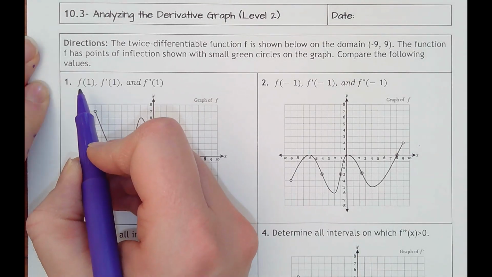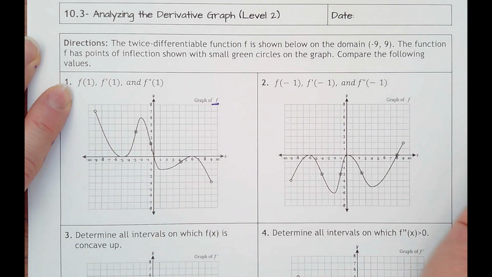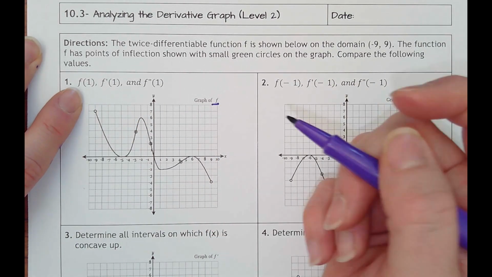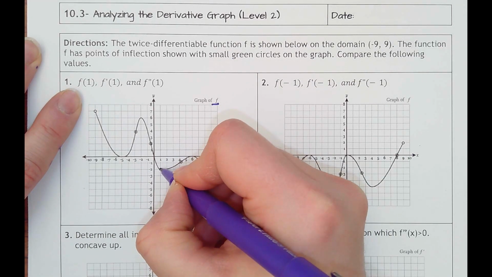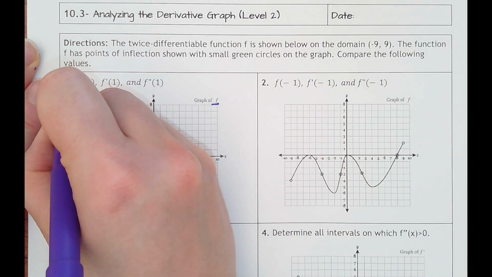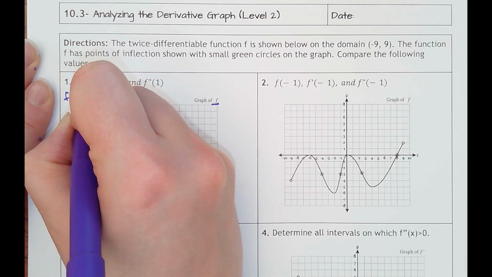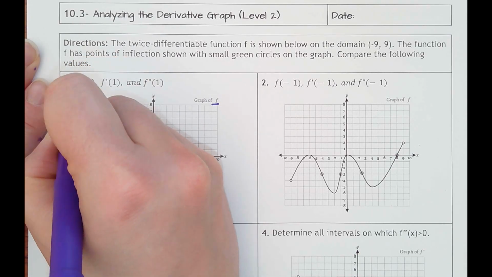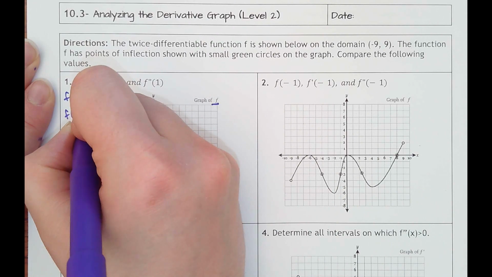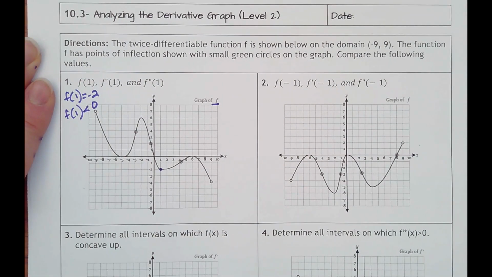So first we need to figure out what is f of 1. This is the graph of just f. And so what is the y value when x is 1? That would be -2. But for this case, all I really need to know is that f of 1 is less than 0 because it came out to be negative.